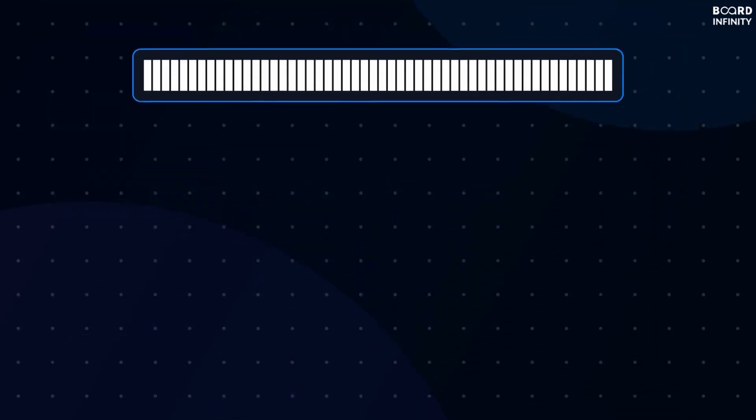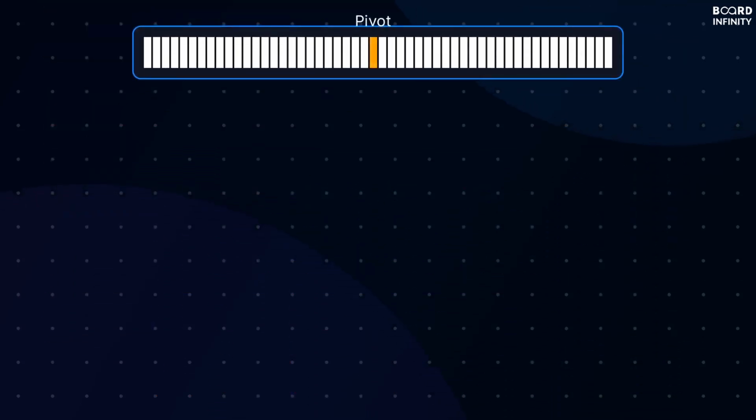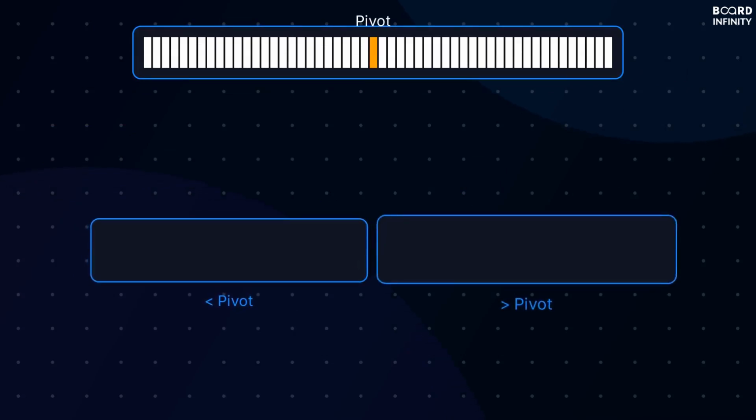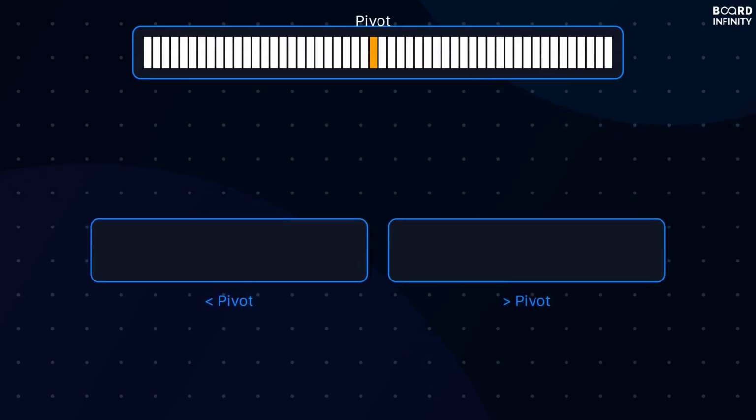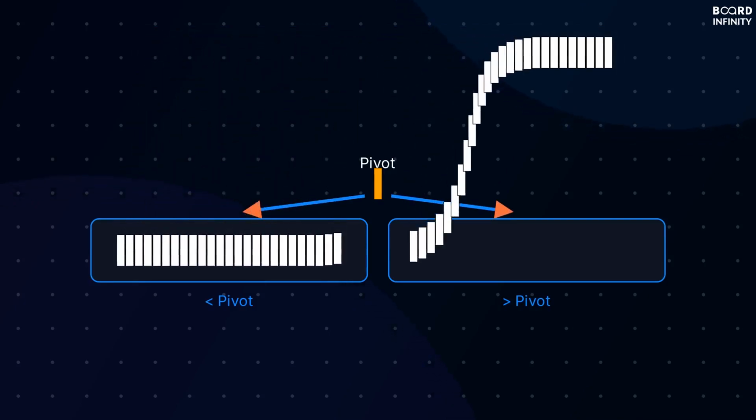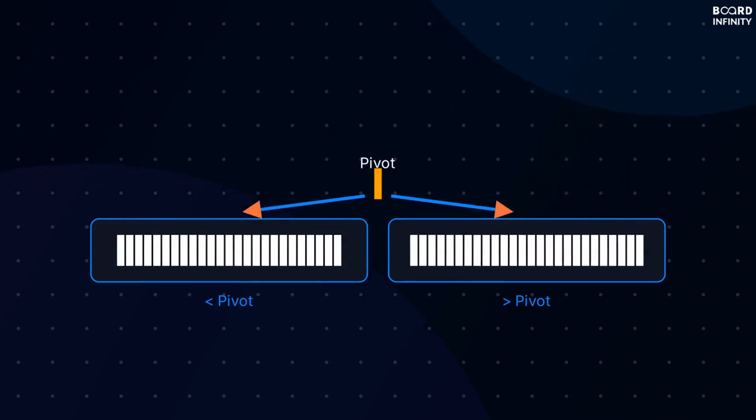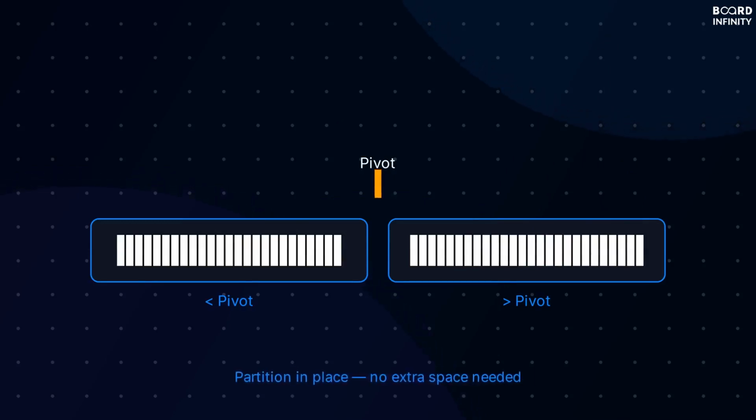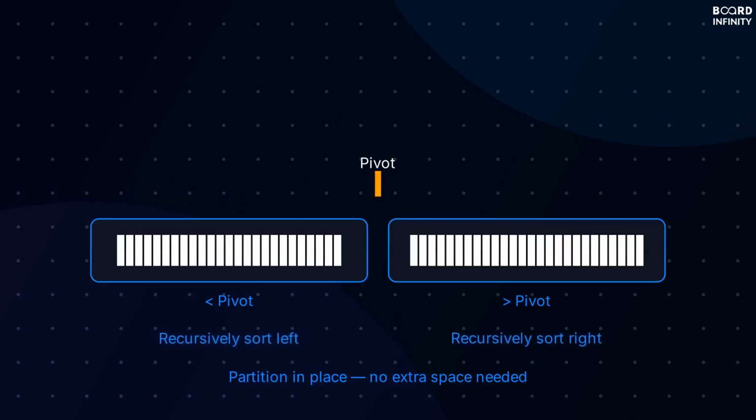Enter quicksort. Instead of always splitting in half, quicksort picks a pivot, one element from the deck, and partitions everything else into two groups. Elements smaller than the pivot go left, elements larger go right. Then it recursively sorts each partition. The genius here is that quicksort can partition in place, meaning it sorts without needing extra memory. This makes it faster in practice because it avoids the overhead of copying data, a common cost in other sorting algorithms. But there's a catch.